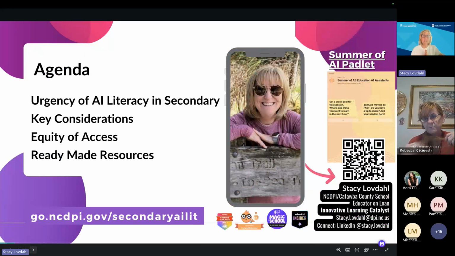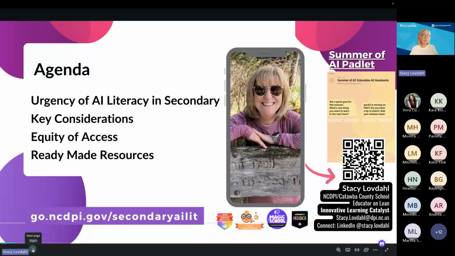So the agenda for today is to start off with a little bit about why it feels so urgent to really start doing some AI literacy work with secondary students this school year, and some key considerations to keep in mind, and talk about equity of access, and then to look at some ready-made resources that we can use so you don't feel like you have to start from scratch. There are some really good things available that we can dig into and customize and use for our students.